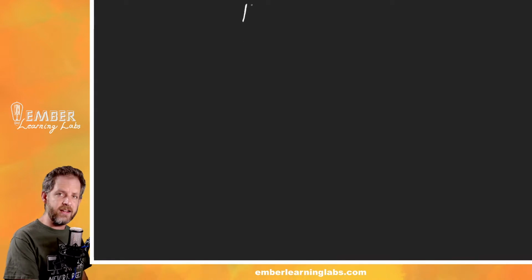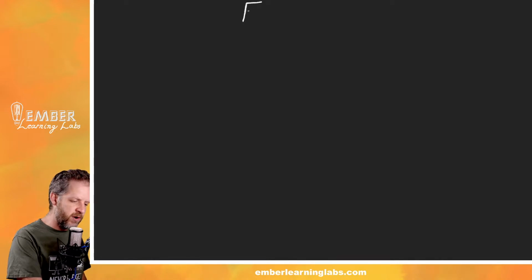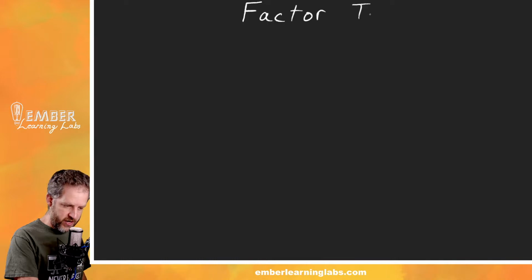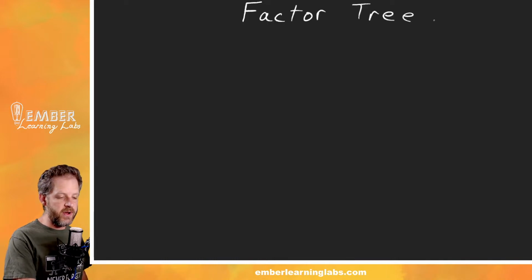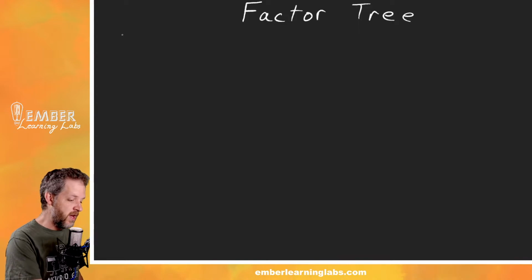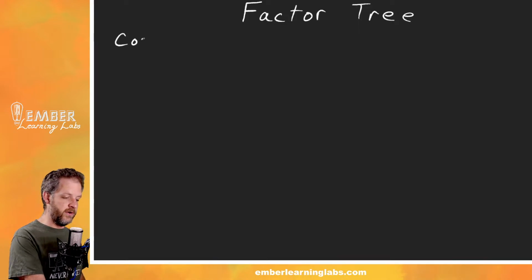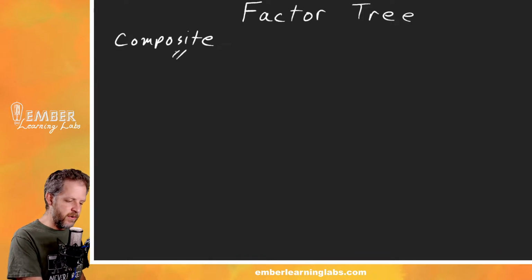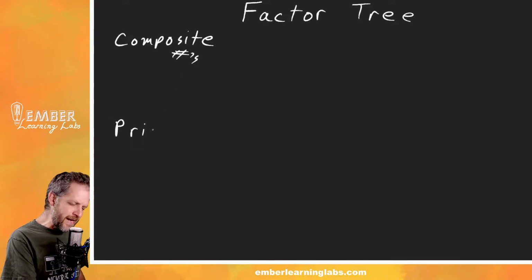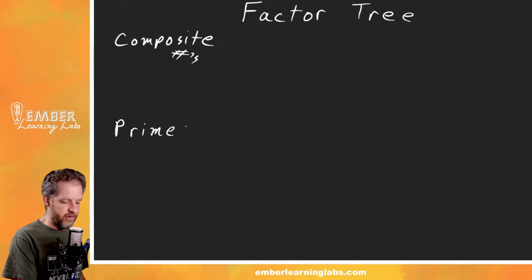But we're going to start by looking at something that you may have never seen before. In fact, it's very probable that you have never seen this before. We're going to look at finding a factor tree. In order to do a factor tree, we're going to briefly make sure we understand the difference between two different types of numbers. That is composite numbers and prime numbers.